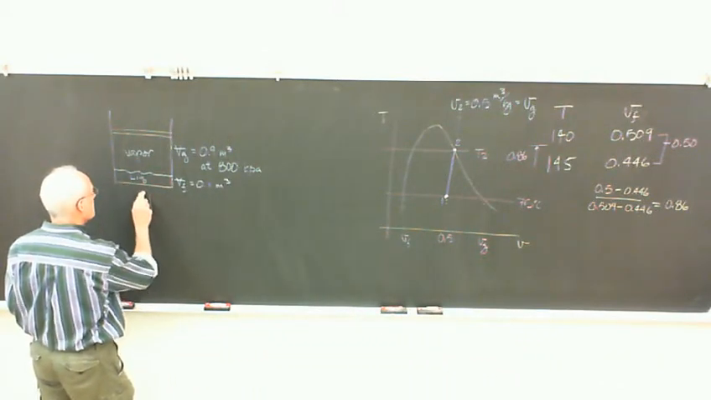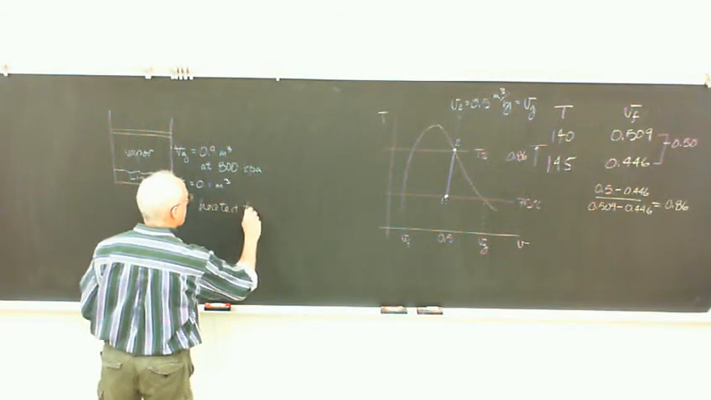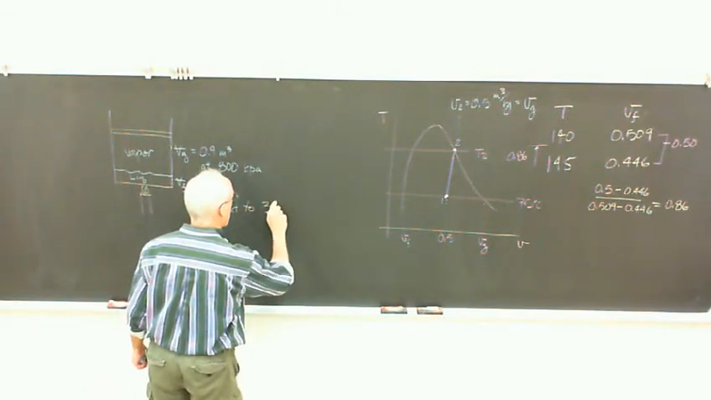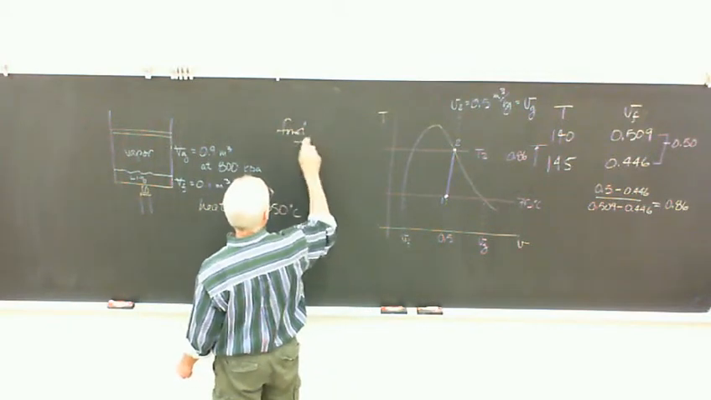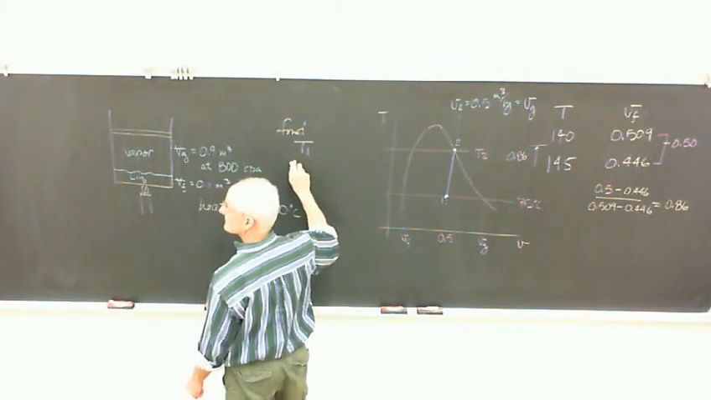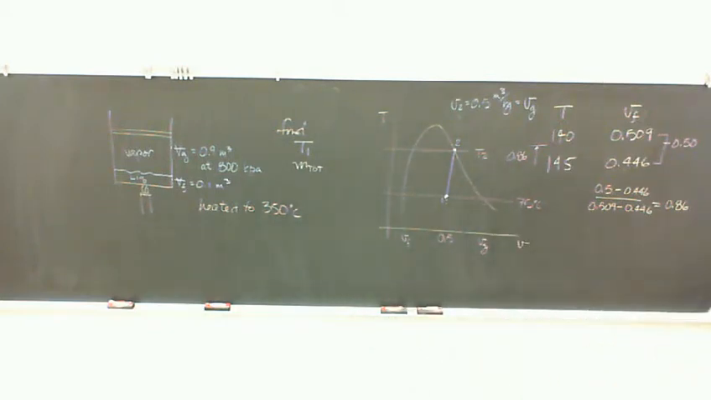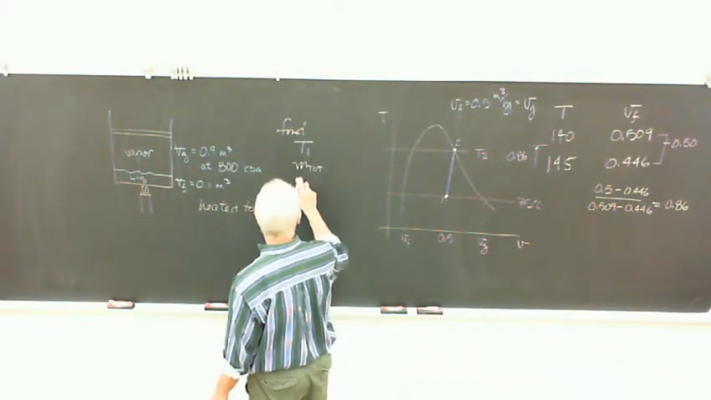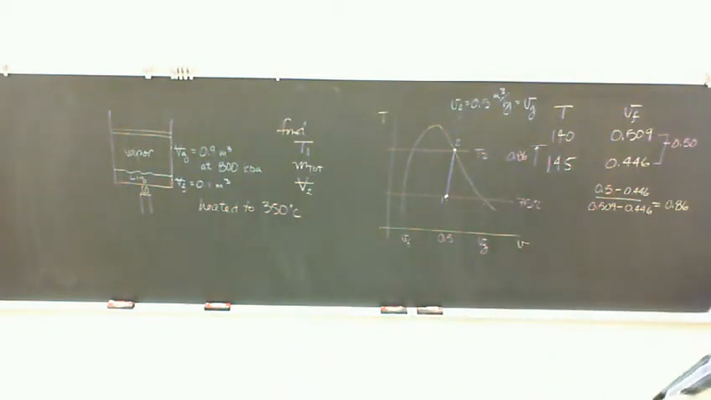That system is then heated to a temperature of 350. And we need to find the initial temperature, T1, the total mass of the system. It says the mass of the water. That does not mean liquid. That means the liquid and vapor, because they're both water. And we need to find the final volume, because that piston is going to rise. As more of the liquid is vaporized, the piston's going to rise. There'll be a second volume that we'll finish with.